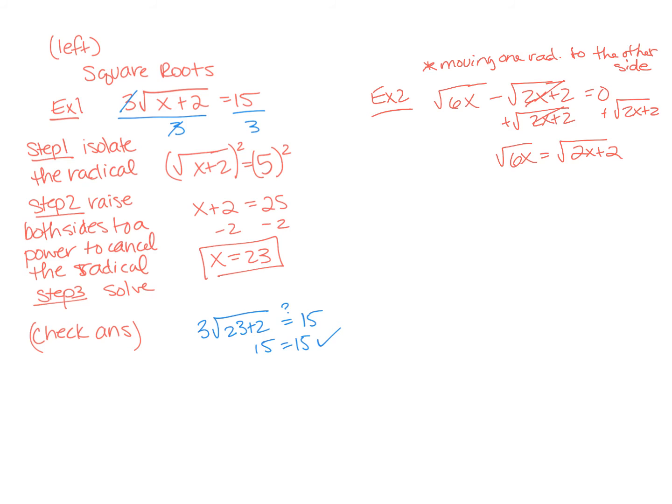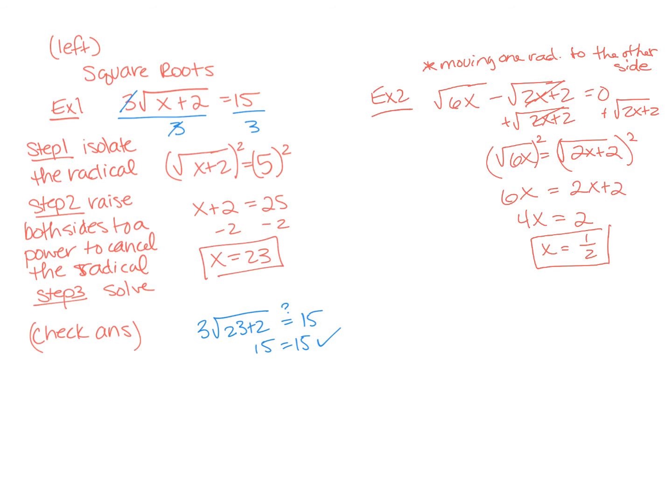When I square both sides now, basically my square roots just cancel. On the left side, I simply have 6x, and on the right side, I have 2x plus 2. So now I'm ready for step 3. This is when I solve it. I'm going to subtract 2x from both sides and get 4x equals 2. I'm now going to divide both sides by 4, and I end up with x equals 1/2 as my answer.